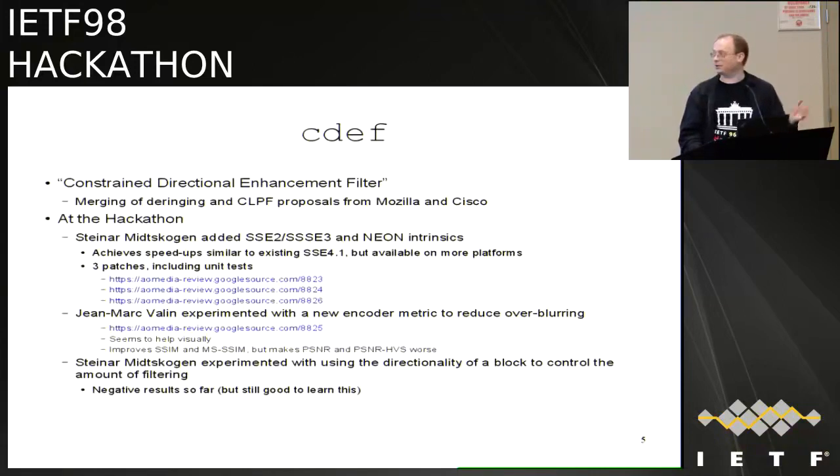So here at the hackathon, we had Steinar Midtskogen from Cisco add a bunch of vector operations and NEON intrinsics, and got good software speedups for all of that. So that's nice to have. And Jean-Marc from Mozilla also experimented with using a new decision metric in the encoder, which helps reduce excess blurring, which is a problem we've noticed in the new proposal that wasn't present quite as much in the old proposals. So altogether, this thing got better.